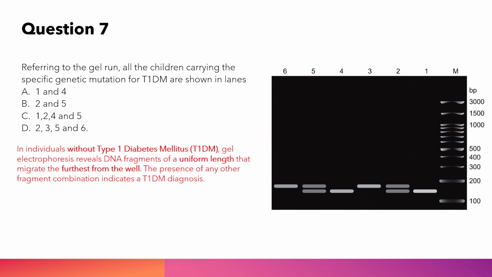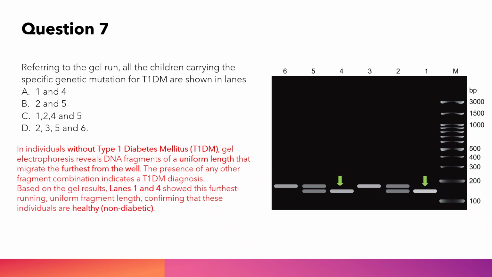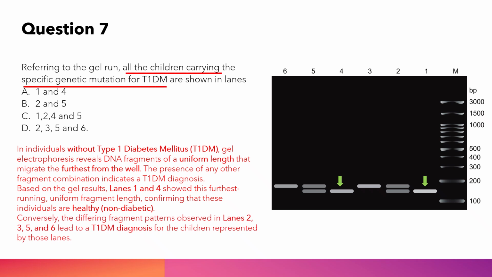In individuals without type 1 diabetes mellitus, T1DM, gel electrophoresis reveals DNA fragments of a uniform length that migrate the furthest from the well. The presence of any other fragment combination indicates a T1DM diagnosis. Based on the gel results, lanes 1 and 4 showed the furthest running, uniform fragment length, confirming that these individuals are healthy, non-diabetic. Conversely, the differing fragment patterns observed in lanes 2, 3, 5, and 6 lead to a T1DM diagnosis for the children represented by those lanes.